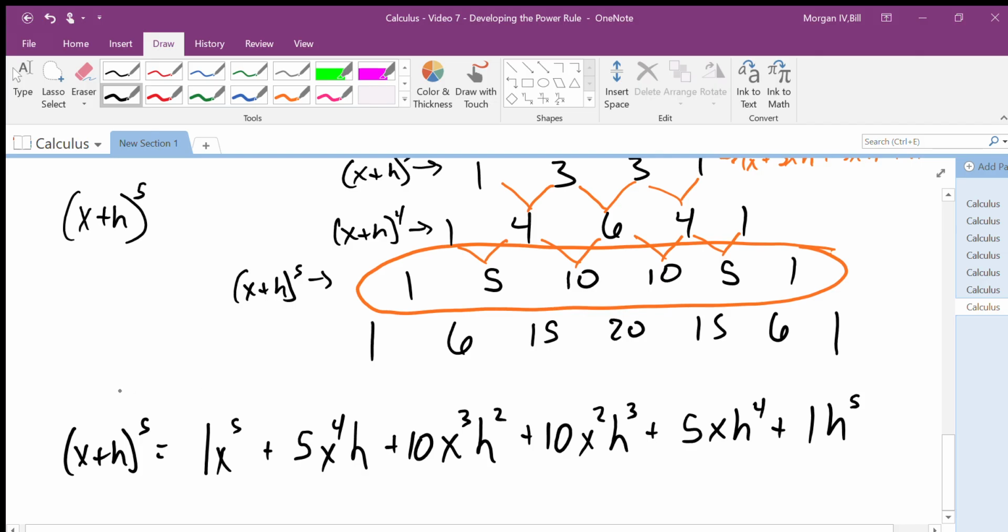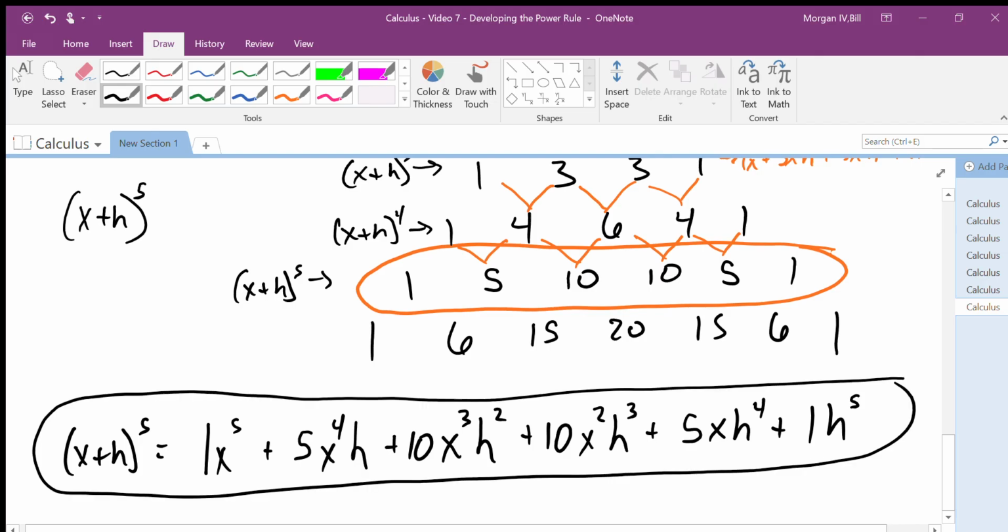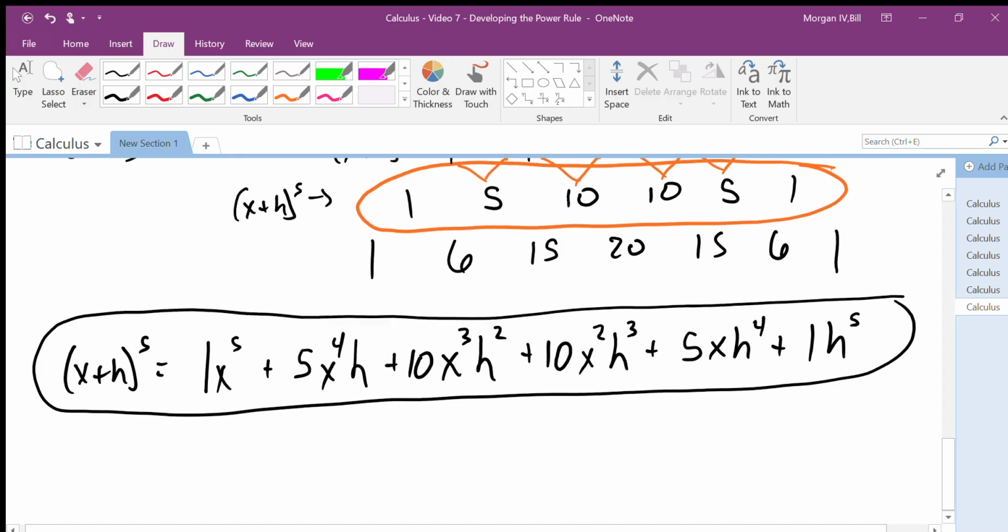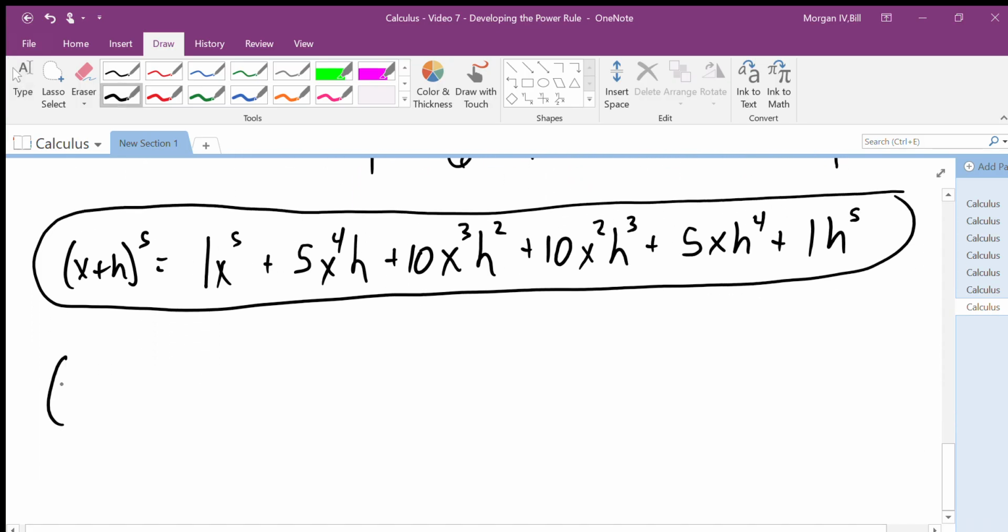And I've used the binomial theorem to expand x plus h to the fifth without having to do x plus h times x plus h times x plus h times x plus h times x plus h, which gets really long. This is a faster way to do that. Okay, now that we have that, let's take that idea and see if we can find out what x plus h to the power of n is. Well, we really don't know what n is. That's okay. We're not going to get an exact answer, but we will get a generalization, or at least enough to get us what we need.